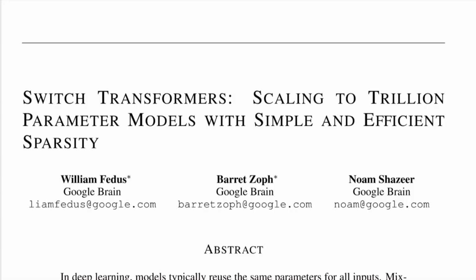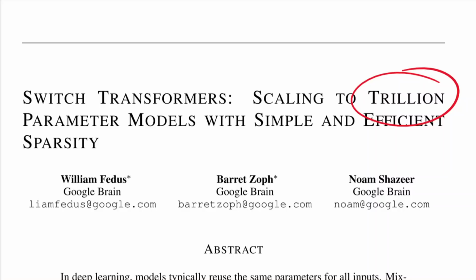Hi there. Today we'll talk about Switch Transformers: Scaling to Trillion Parameter Models with Simple and Efficient Sparsity by William Fedus, Barret Zoph, and Noam Shazeer of Google Brain. As you can see right off the title, we're going towards trillions of parameters. GPT-3 had 175 billion parameters. This paper claims to have a model with 1 trillion parameters.